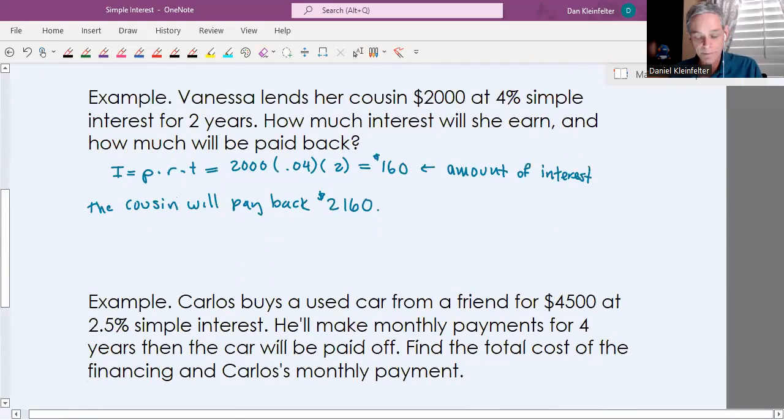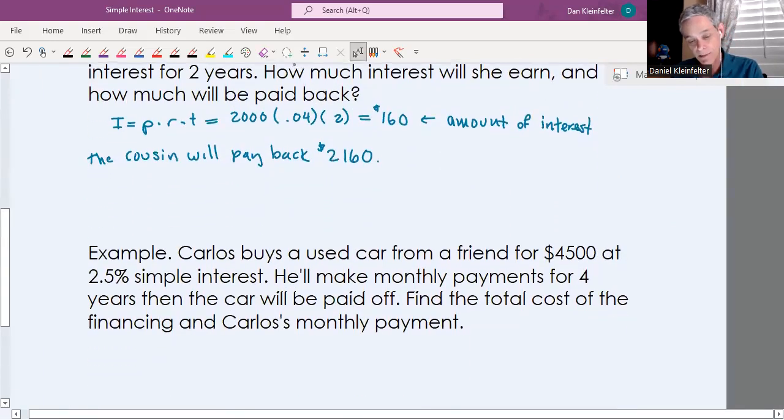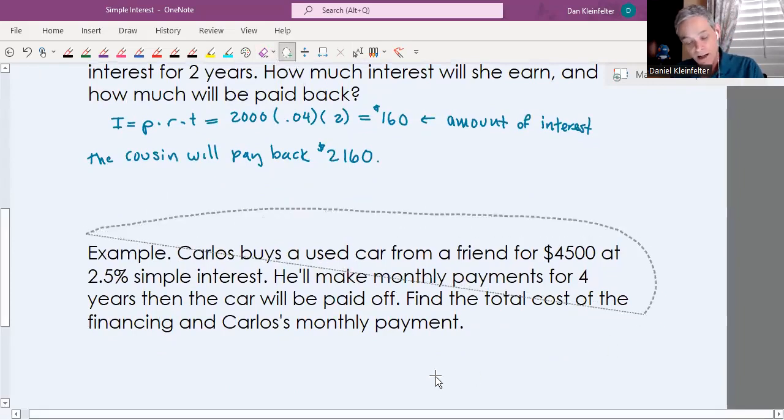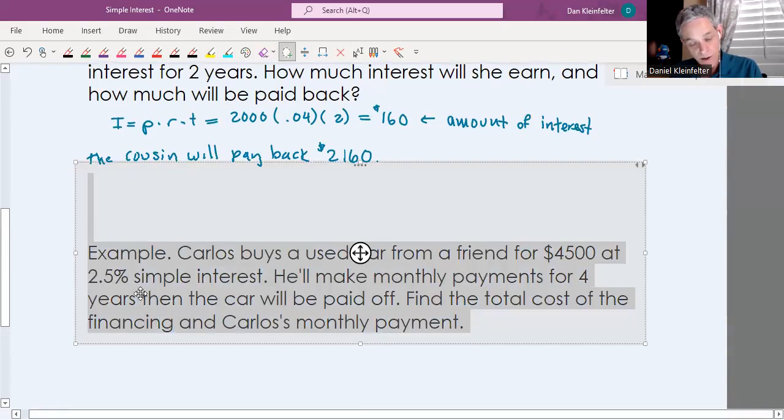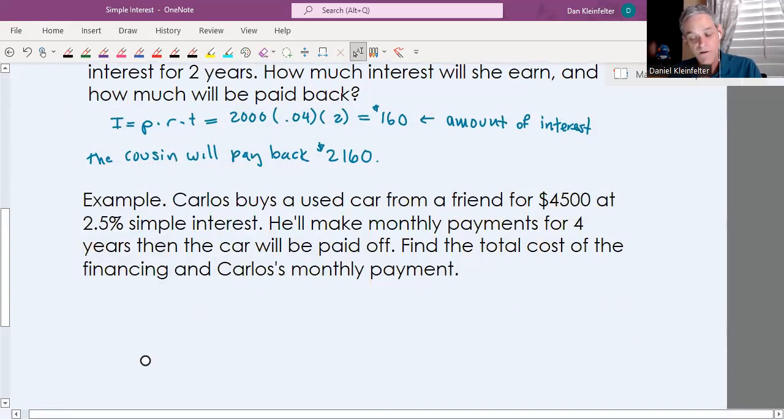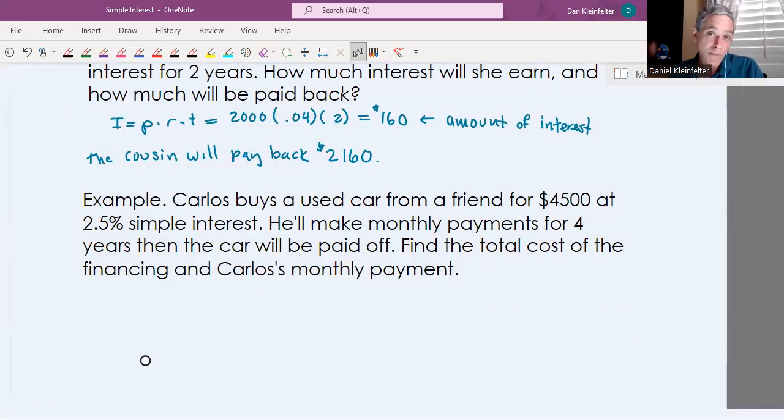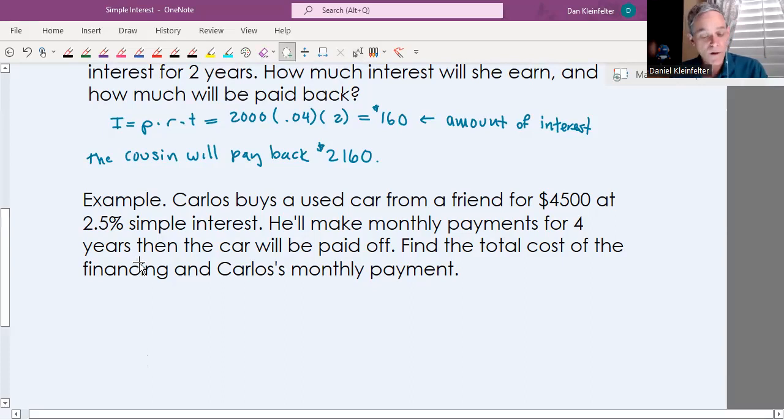Okay, another example. This one is a little bit more involved, but it'll be good. All right, so here it says Carlos buys a used car from a friend for $4,500, and he's going to borrow the money at 2.5% simple interest. He's going to make monthly payments for 4 years, then the car will be paid off. We want to find the total cost of the financing and Carlos's monthly payment.